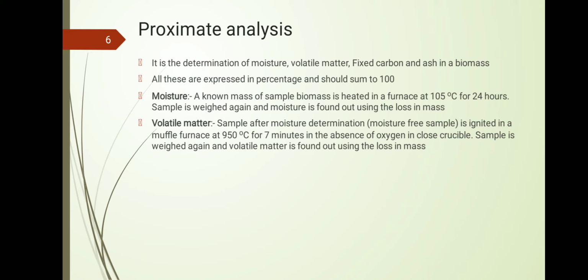That is important. Otherwise combustion will take place. If oxygen is present and you are using high temperature, it will be converted by combustion. But we don't have to go for combustion. It should be carried out in the absence of oxygen. That is very important, so we have to use a closed crucible. Our sample after moisture determination is taken in a closed crucible so that there will be no oxygen. Put it in a muffle furnace. Keep the temperature at 950 degrees Celsius for 7 minutes.